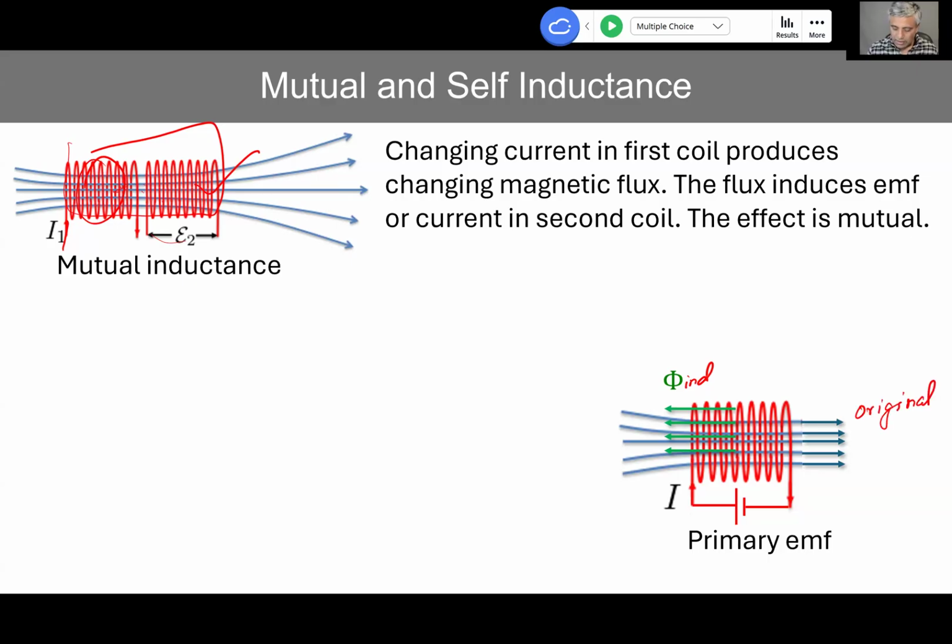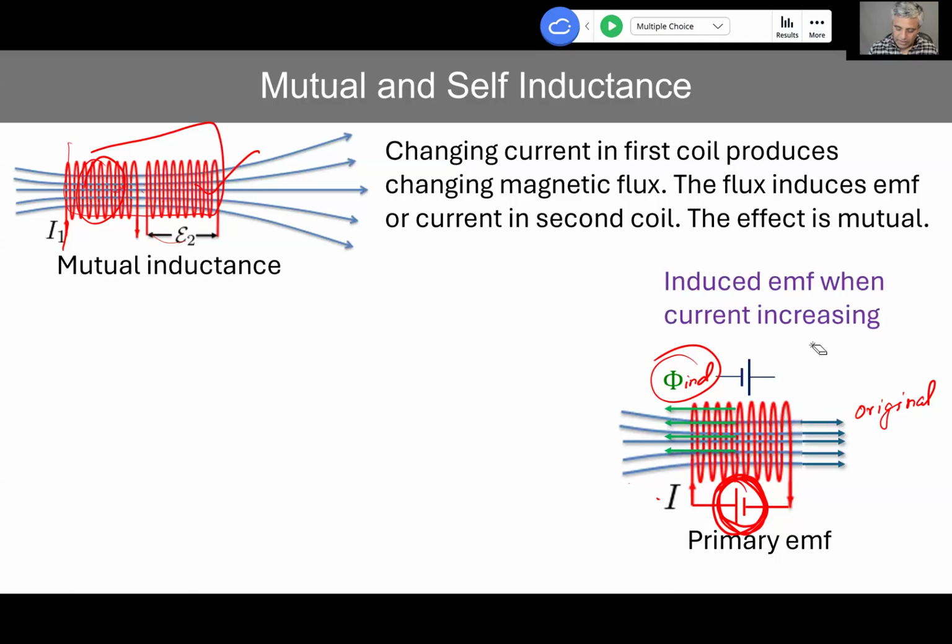So why are they pointing in opposite directions? Because when we turn on the switch, what happened? It went from 0 to maximum, so it increased. Since the induced flux is opposing the flux due to this orientation, the other one must be pointing in the opposite direction. When current is increasing, it is going to generate flux in that direction.